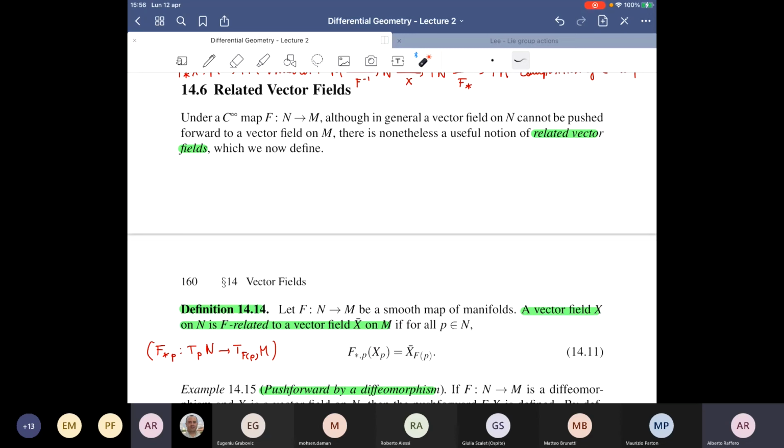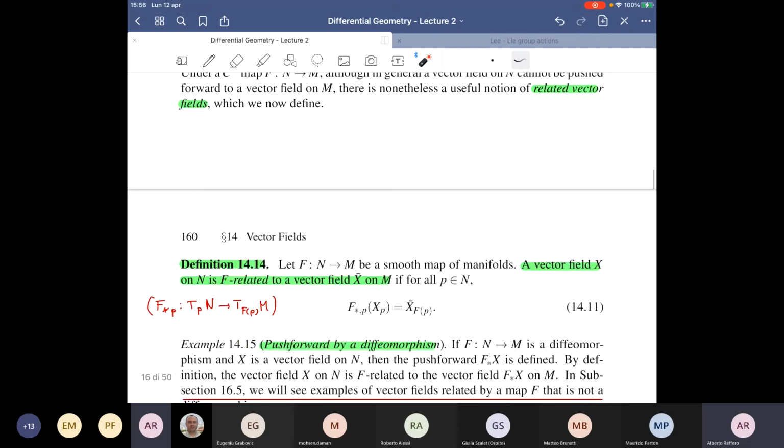So what we are requiring in this definition is that for each point of the domain, so for each point of the manifold the map is defined on, this identity has to hold. So if this happens for each point, we say that the two vector fields are F-related.